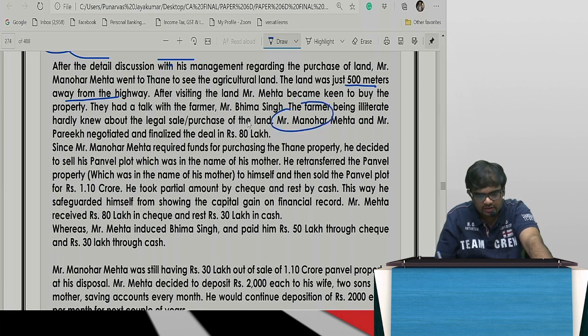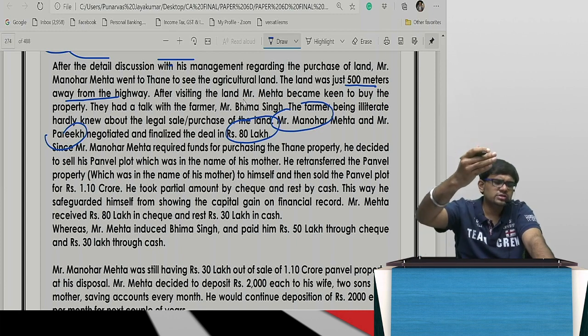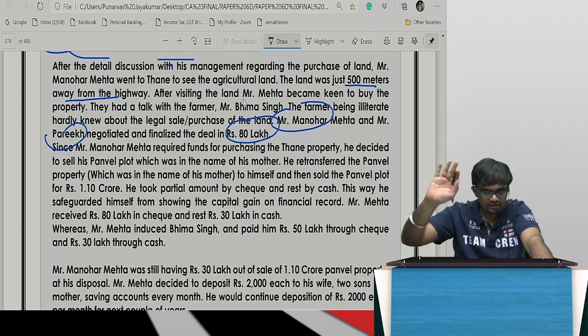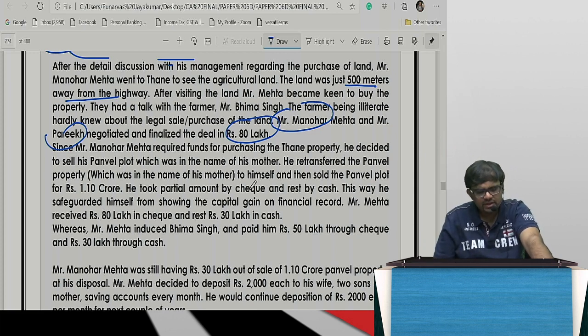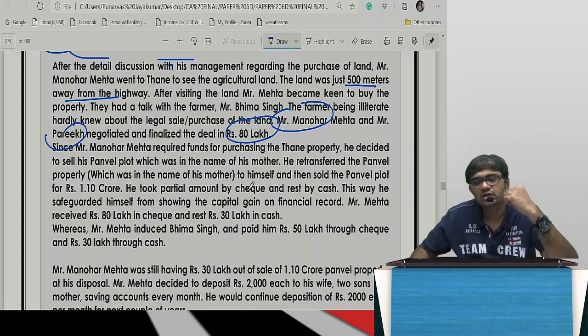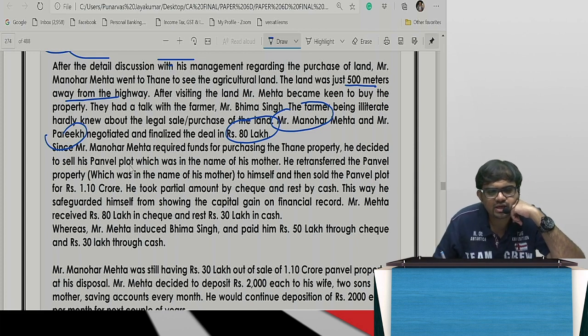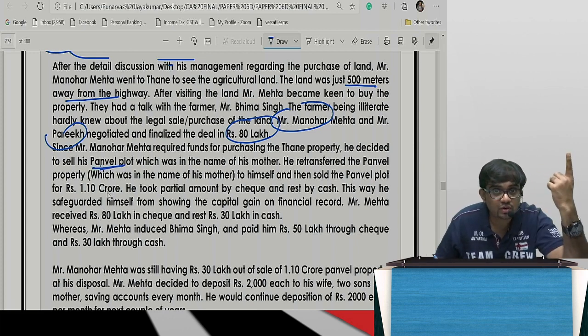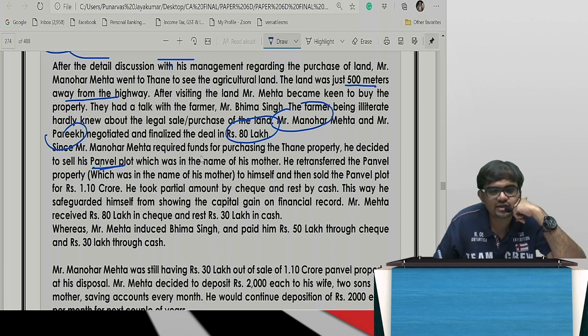Mr. Manohar Mehta and Parikh negotiated and closed the deal at 80 lakhs. So one was the 10,000 square feet plot, worth 1 crore, bought for 90 lakhs. Now the agricultural land was being bought for 80 lakhs. Since Mehta required funds for purchasing the Thane property, he decided to sell his Panvel plot, which he bought for 90 lakhs. He decided to sell it.